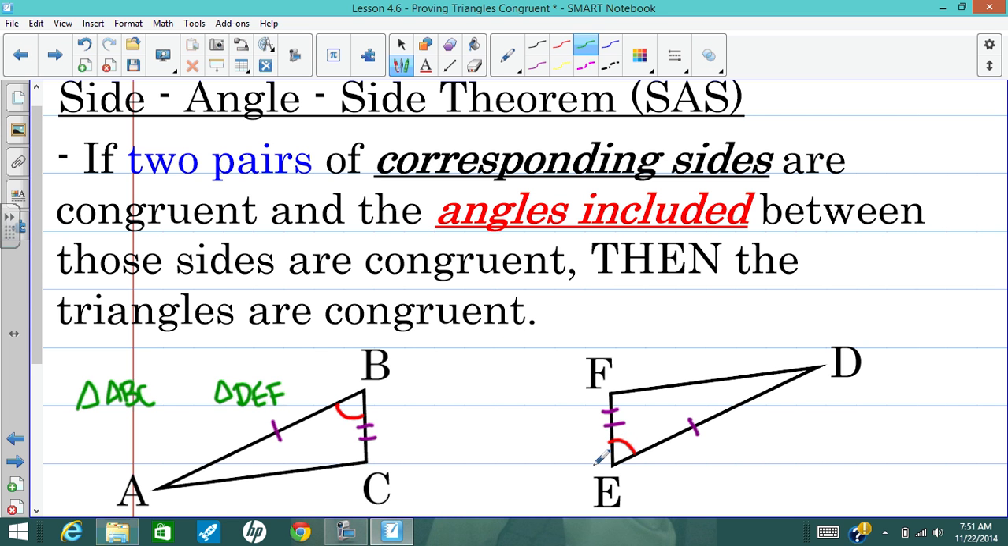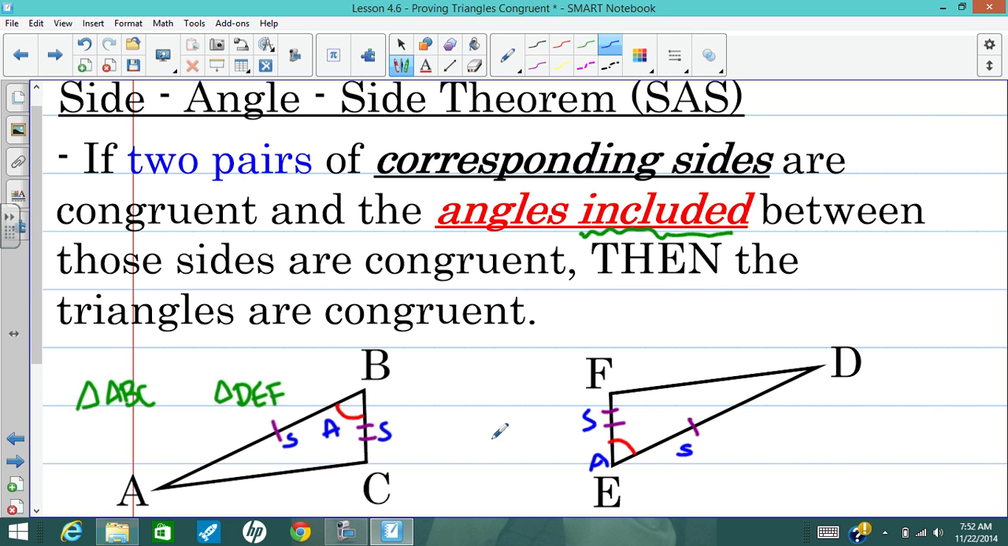And these angles are in a special position. They are the included angles, so I've written included up here. They're in between, or they're formed by, the two sides that we are saying are congruent to each other. So BC makes this angle B, EF makes this angle E, AB also makes angle B, and DE makes angle E. So you can see, even if we go around here, this is side, angle, side, side, angle, side.